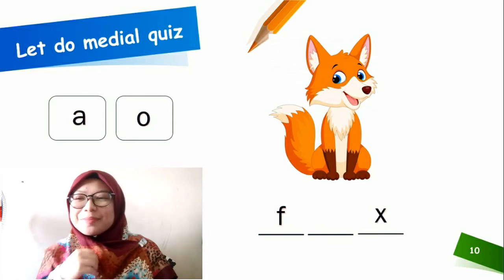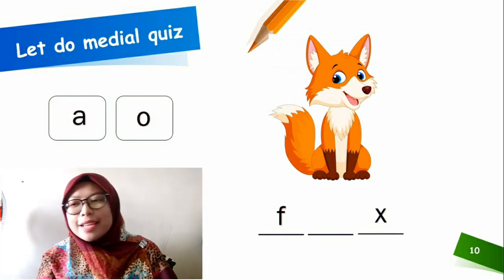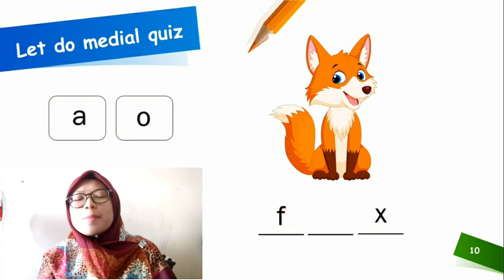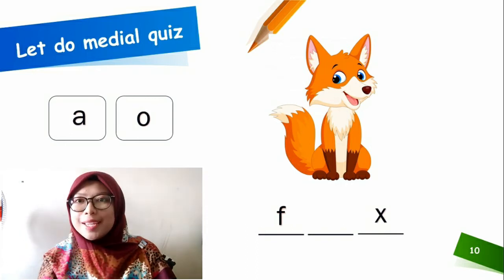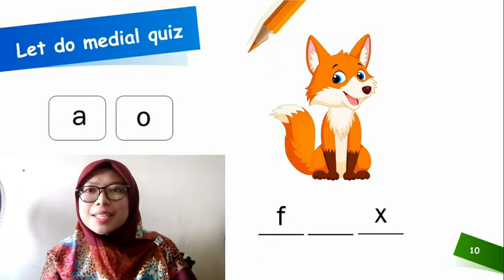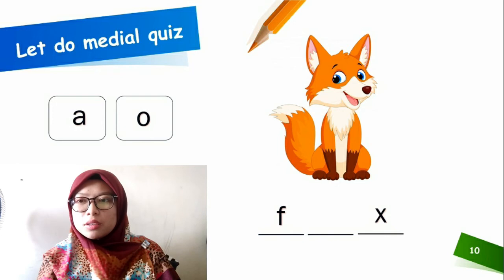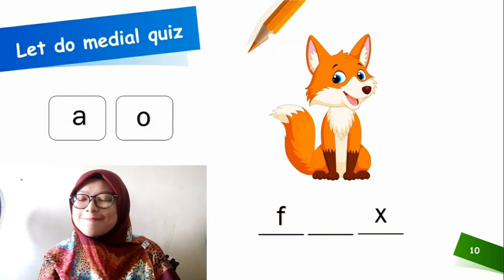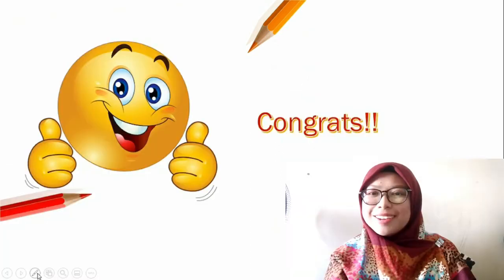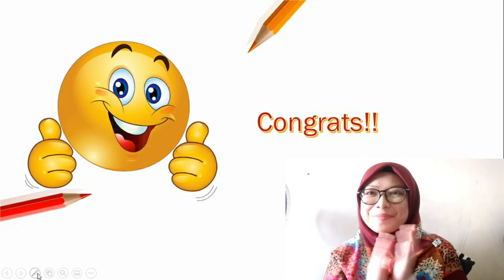Next question. Click the correct letter to complete each sentence. In this picture, what do you see? Is it a fox? Fox. How do you spell fox? F, o, x. Which is the answer, a or o? Correct, the answer is o, fox.